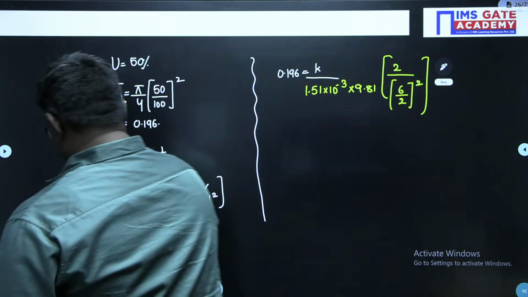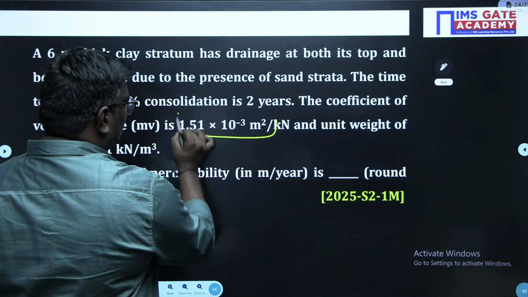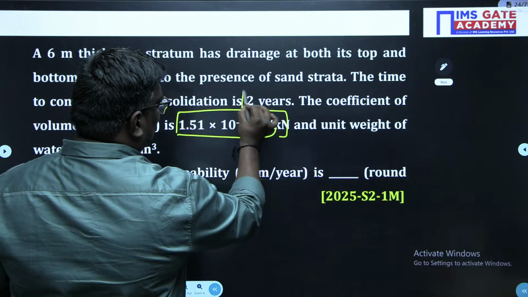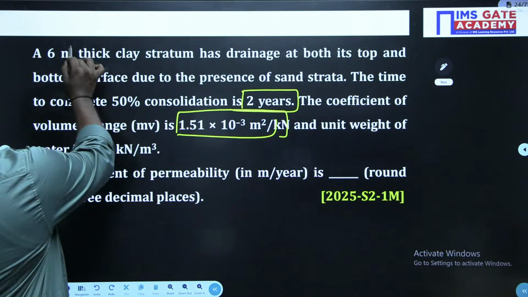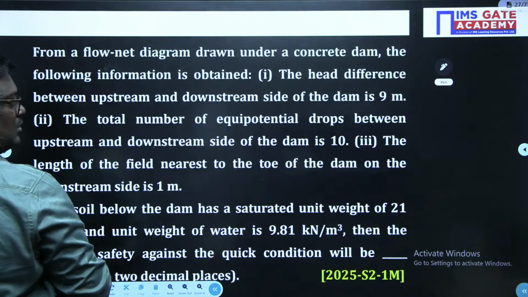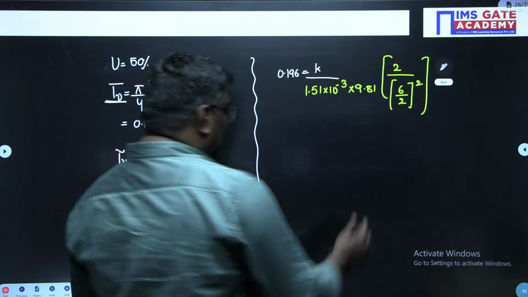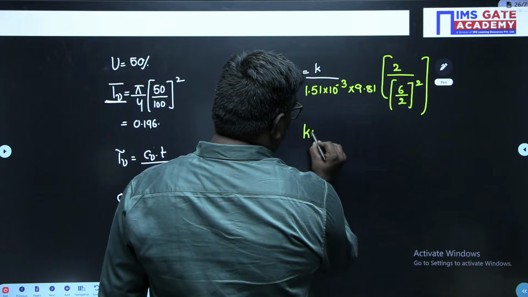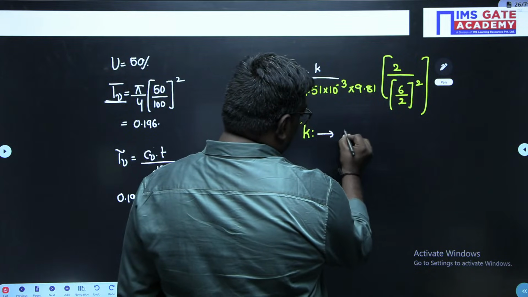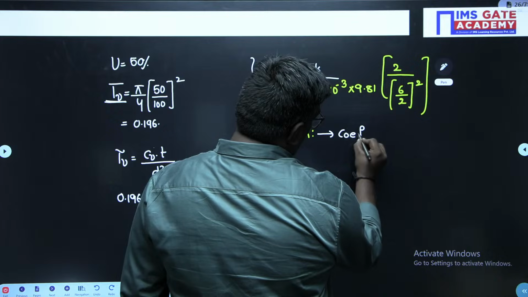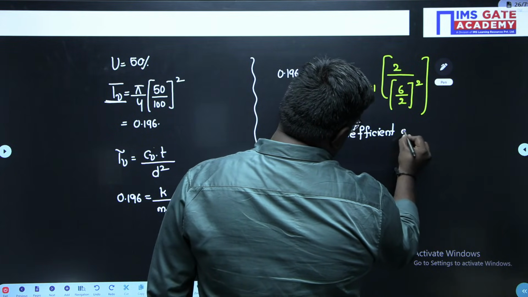Just see here, this is the coefficient of compressibility, and we have the time as 2 years. And we have another thing: a 6 meter thick layer, double drainage. So if you solve this, you will get the coefficient K. What is K called? K is the coefficient of permeability.